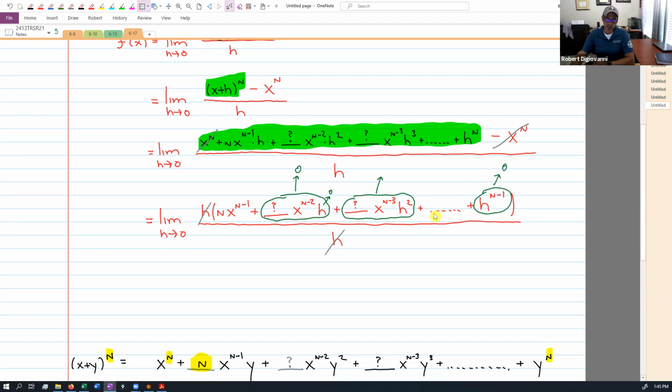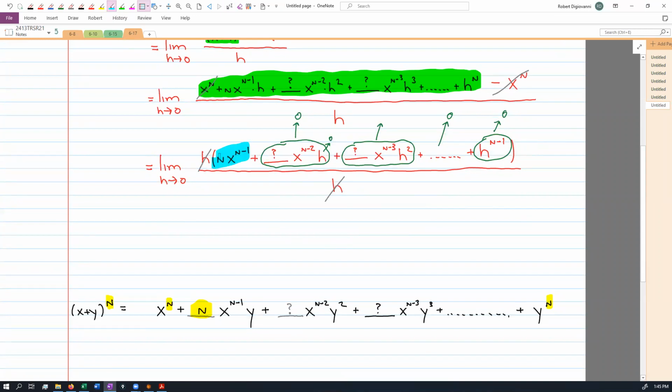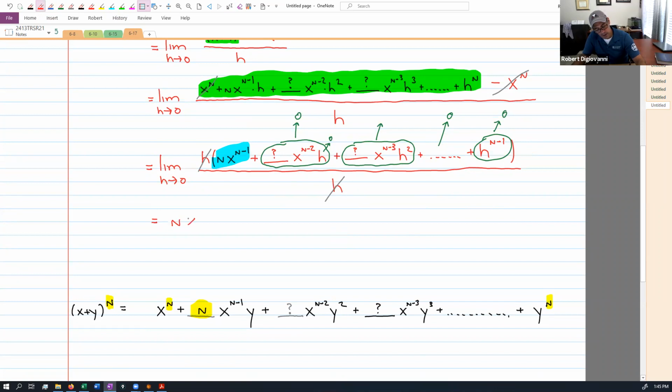And what can you tell me about all the ones in here? They'll have an h, right? They all have h's. Every one of them has an h. So they're all going to go to 0. So what's the only thing left after all this stuff goes away? The n x to the n minus 1. And that's the answer. n x to the n minus 1. There you go. We have proven the power rule using the limit.